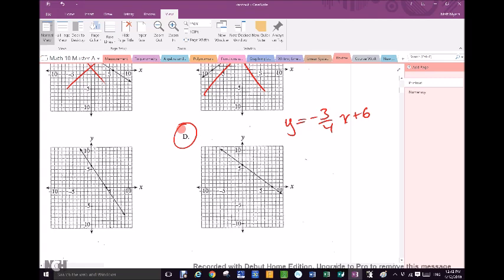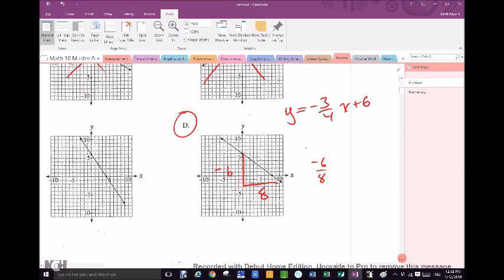Why? It's going down 6, -6, and this way +8. Would Mrs. Bad Crumble ever let you write that as a fraction? No. Then she would mark it wrong and give you 0, even though it's technically right. So it was D. Yay! Next.